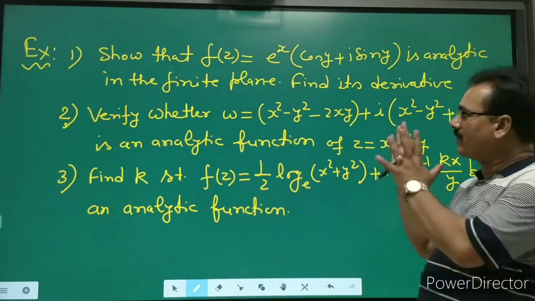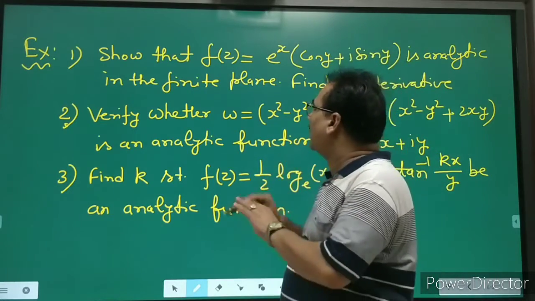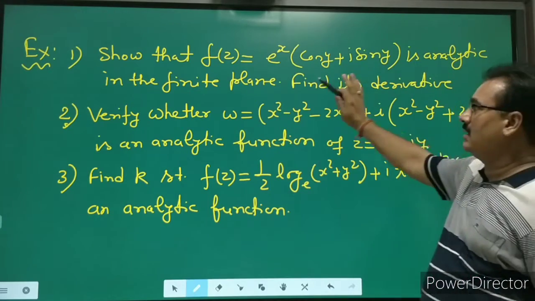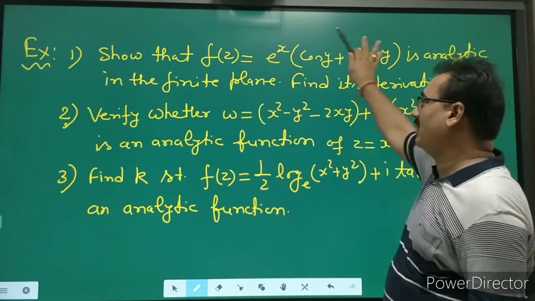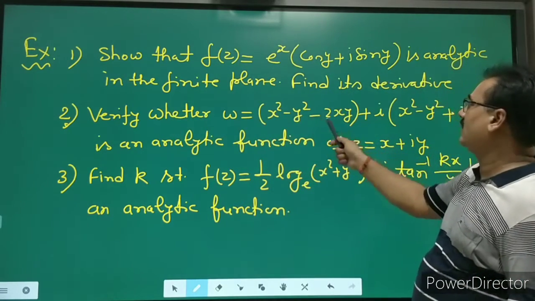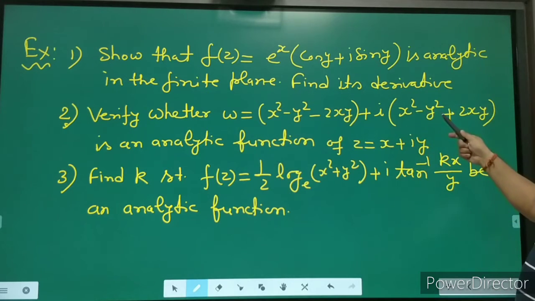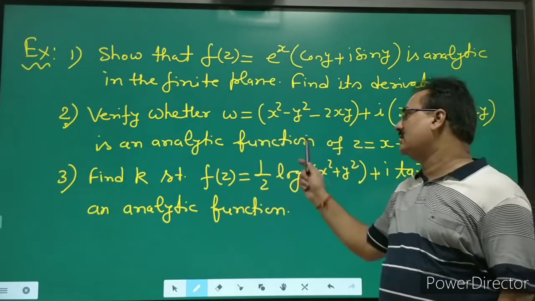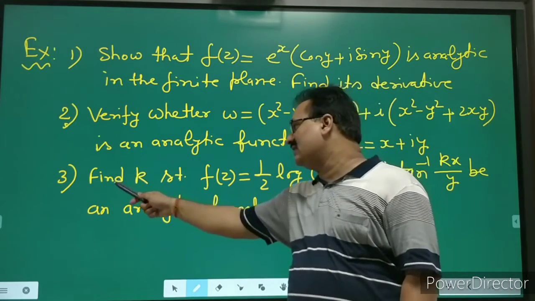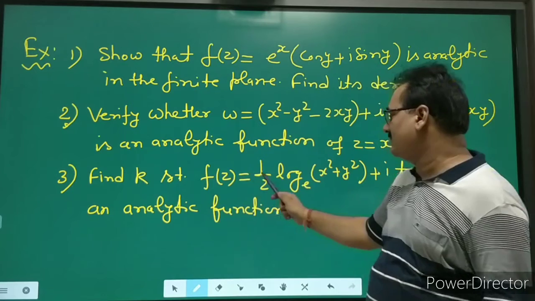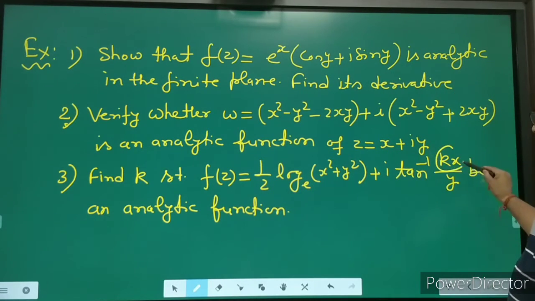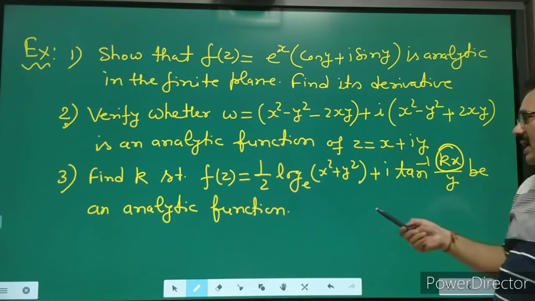Now these are the questions for practice only in this domain. First, show that f(z) equal to e power x into cosine y plus iota sin y is analytic in the finite plane, and find its derivative. Second problem: verify whether w equal to x square minus y square minus 2xy plus iota times x square minus y square plus 2xy is an analytic function of z equal to x plus iota y. Third problem: find the unknown k such that f(z) equal to half log of x square plus y square plus iota tan inverse of kx by y is an analytic function.